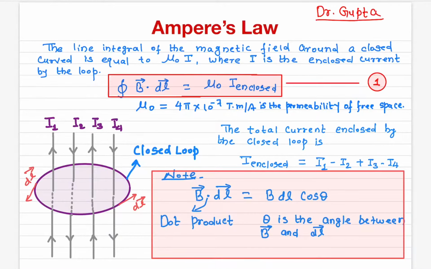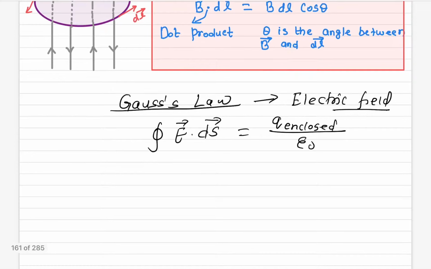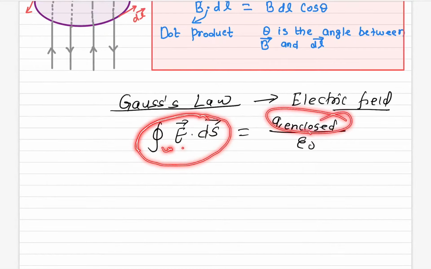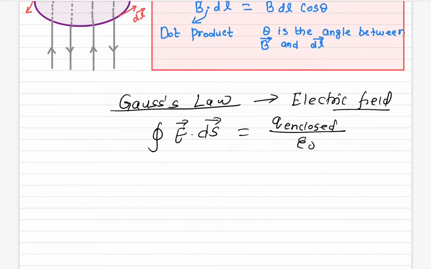In this video, I'll talk about Ampere's law. You might recall Gauss's law. What is Gauss's law? It tells you that the total flux passing through a closed surface is equal to the charge enclosed divided by epsilon naught. If you want to know more about this, go back and watch my previous videos about Gauss's law. So this is the surface integral.